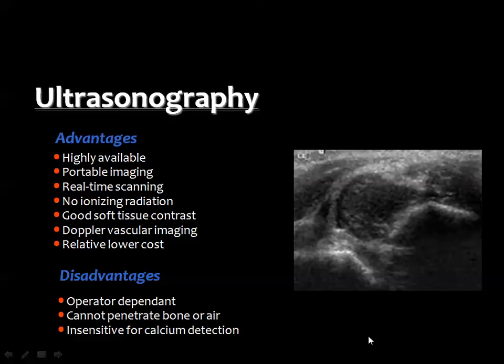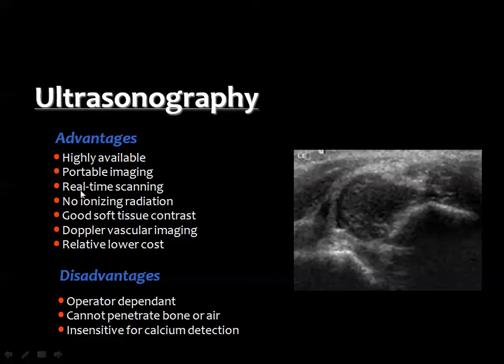Then we come to the ultrasound. The ultrasound is one of the important imaging techniques in evaluation of the musculoskeletal system, provided that you have an expert sonographer who can deal with this very informative technique. The advantages of ultrasound include that it is available, it is provided in portable machines that can go to the patient bed, inside the intensive care units, and to the patient's home. Then this is a very important imaging tool.